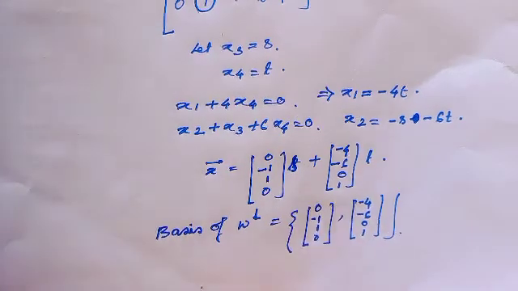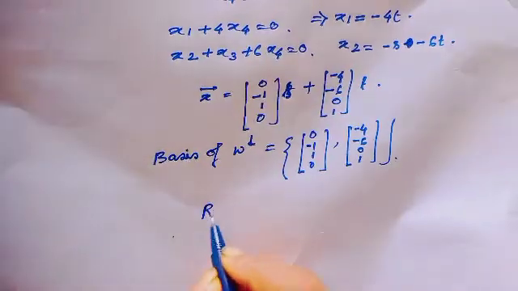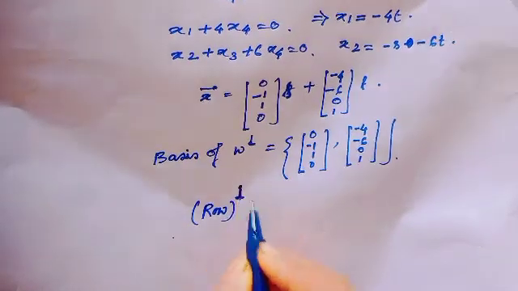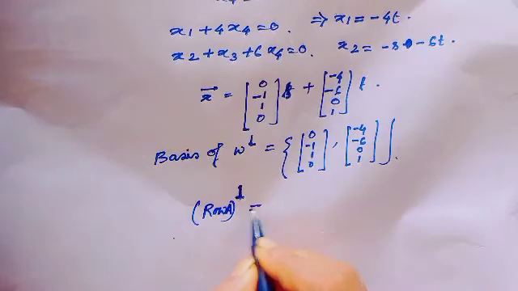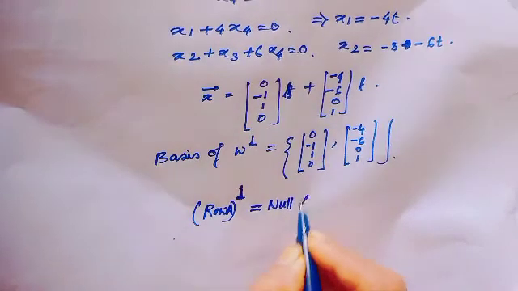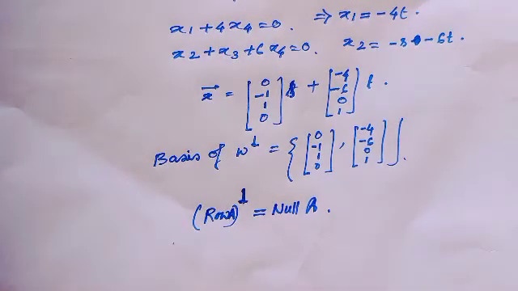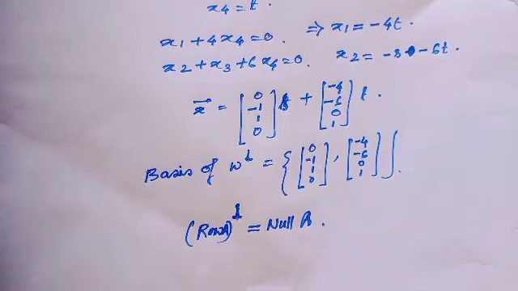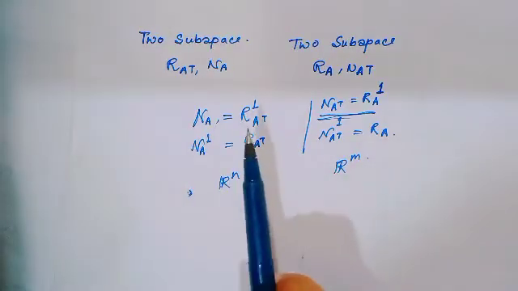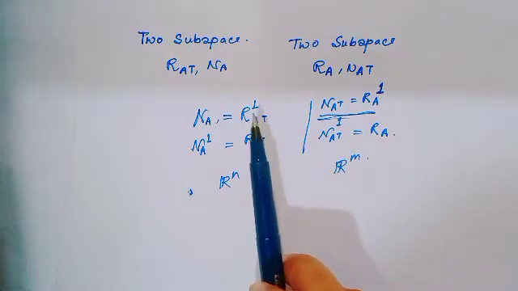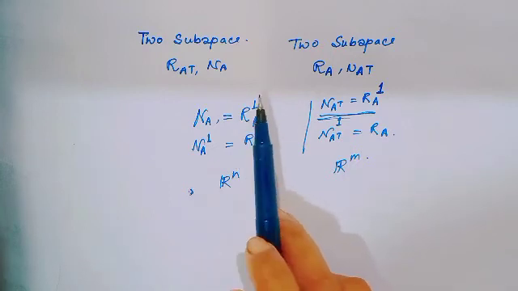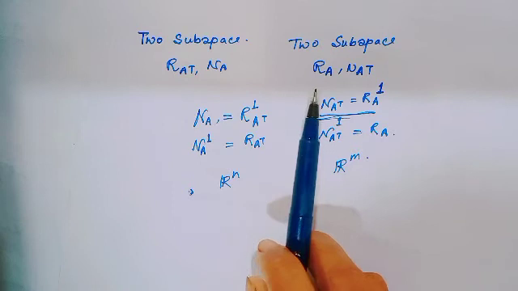That means the perpendicular of the row space, that is, the orthogonal complement of the row space of A, is actually nothing but the null space of A. Are you getting it? All viewers know this part clearly because I discussed it in my earlier video. We all know from my previous video that there exist 4 subspaces.